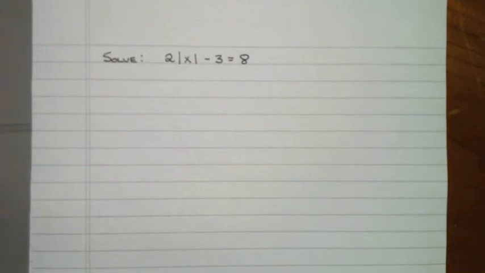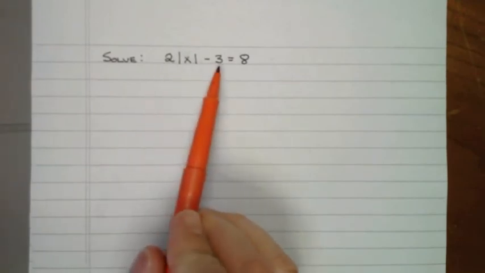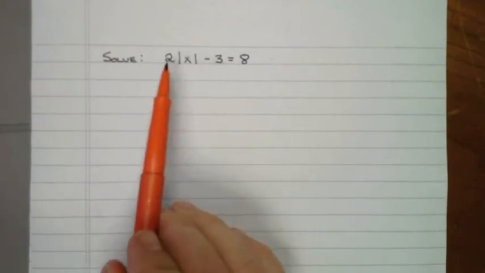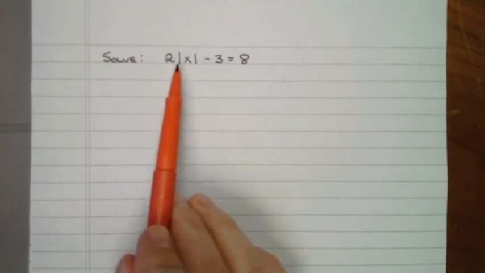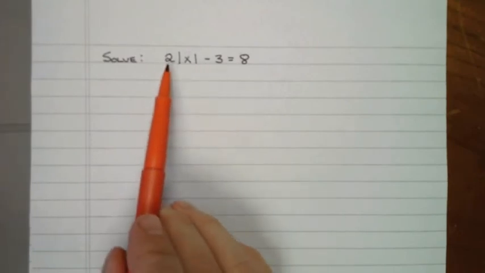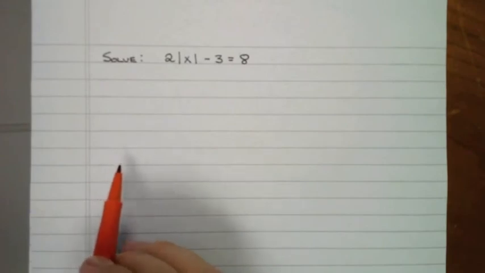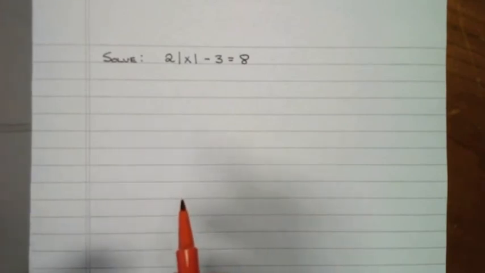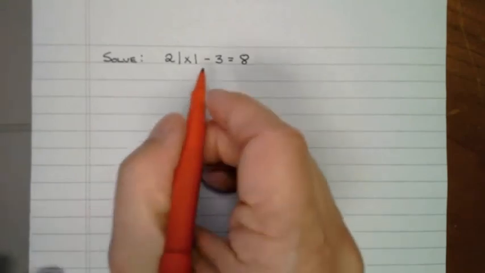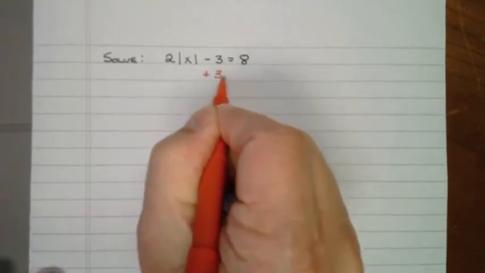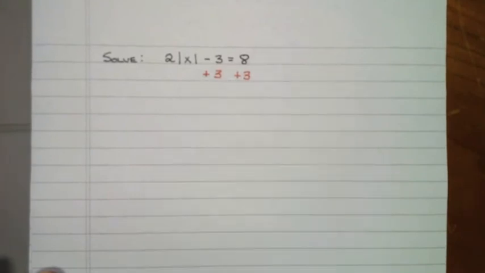Let's solve this absolute value equation. There are numbers on the outside. Before I can make two equations, I need to get rid of these numbers out here. You follow your rules for solving an equation. I need to do my adding and subtracting before I do my multiplying and dividing. So that means I need to add 3 to both sides.